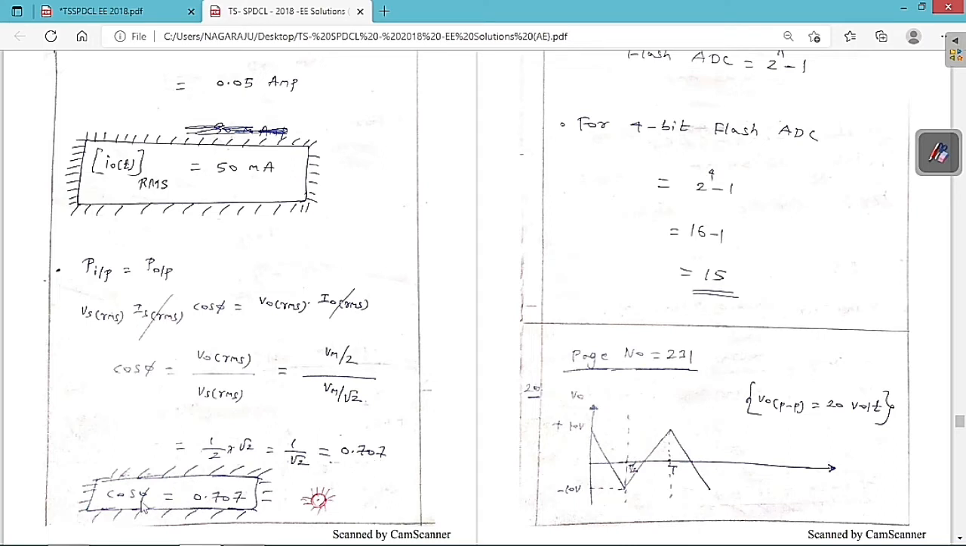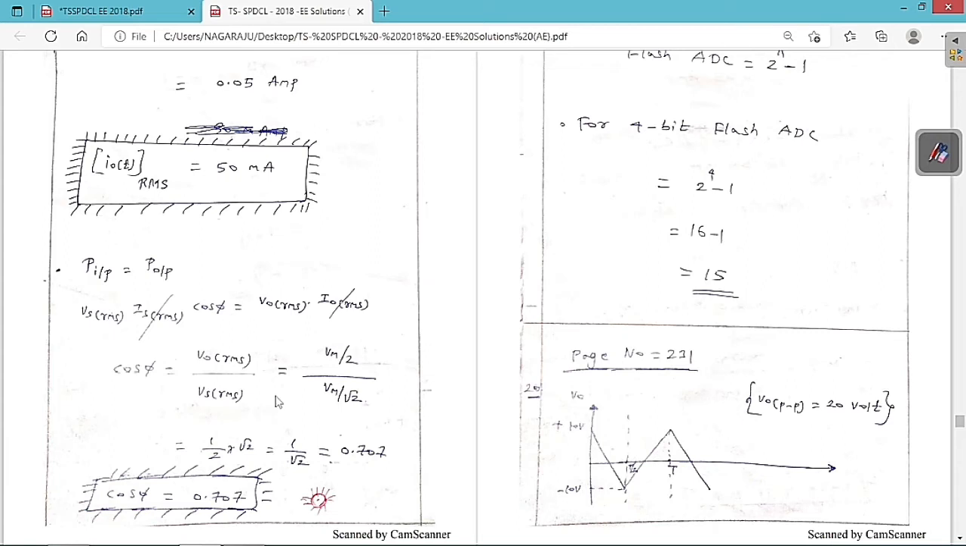So what is the input power factor? The input power factor is equal to 0.707. Always, the input power is equal to the output power. So Vs RMS into Is RMS into cos phi is equal to V RMS into I RMS. So with this both are the same. So the input power factor is equal to the RMS value of the output voltage by the RMS value of the input voltage.